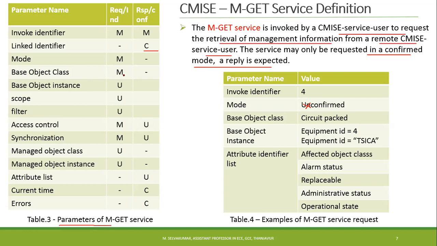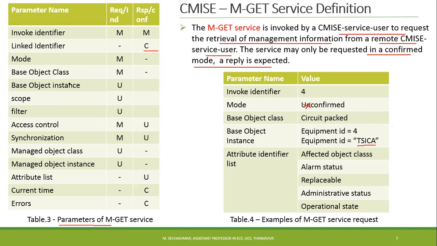Base object class is mandatory; it specifies which object is going to be identified. That is the circuit pack. The name is circuit pack, and the base object instance is the equipment ID, and the equipment ID name is TSICA, time slot interface interchange card attributes.